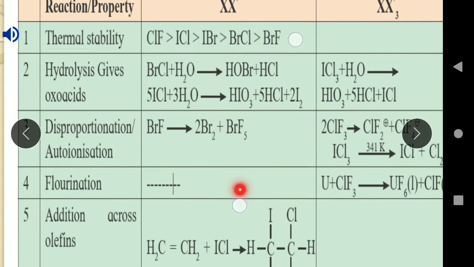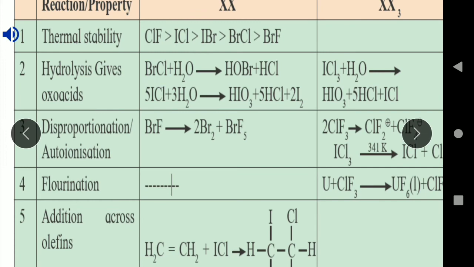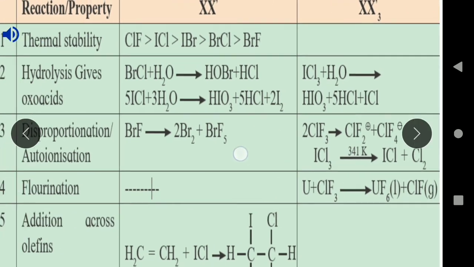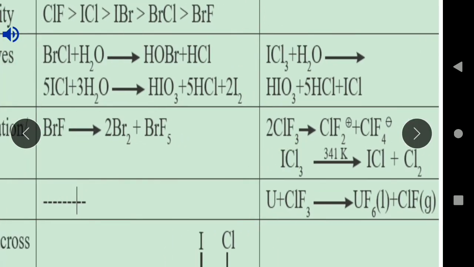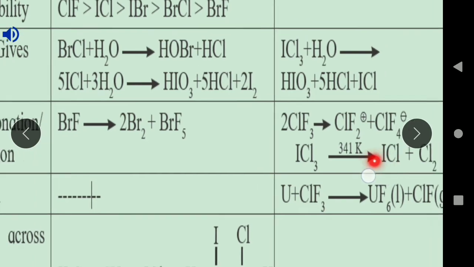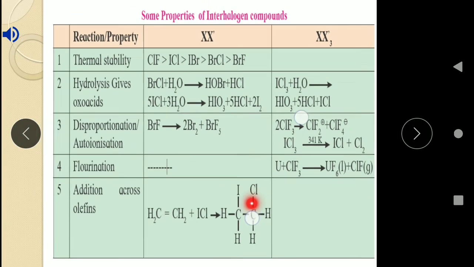Now we will see autoionization. Autoionization means separation into ions, or disproportionation we can say. BrF on disproportionation gives you bromine and BrF5. This is a disproportionation reaction. Now, in the same way, ClF3 on autoionization gives ClF2 positively charged and ClF4 negatively charged. That is autoionization. We get two ions. In the same way, ICl3 at 341 Kelvin gives you ICl and chlorine. So this is an autoionization reaction.